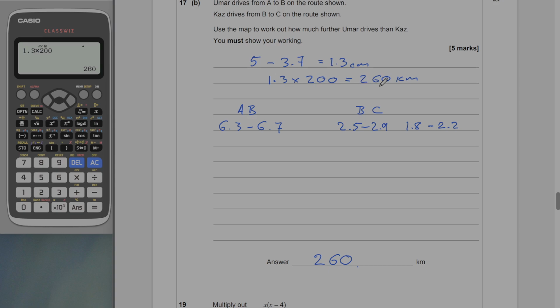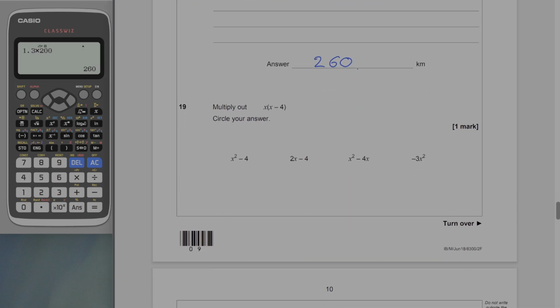Okay, right. Question 19, multiply out, circle the correct answer. So if we multiply this out, that would give us x squared minus 4x. So that would be this option here.